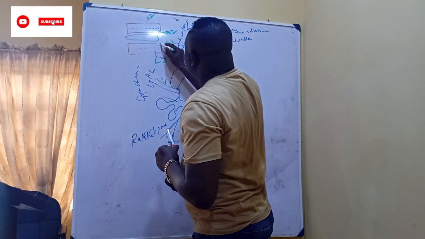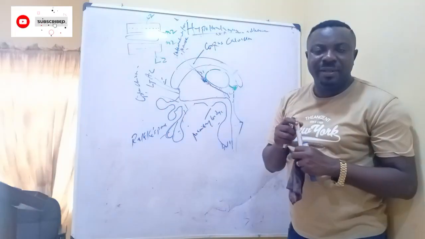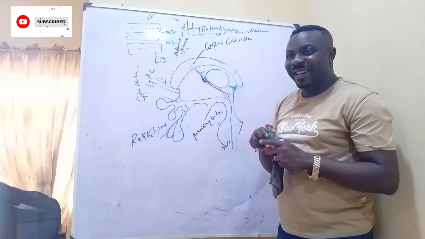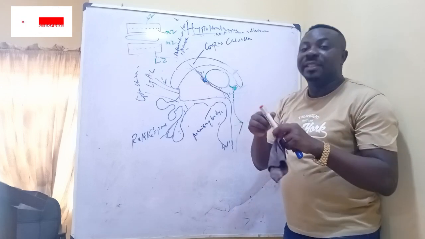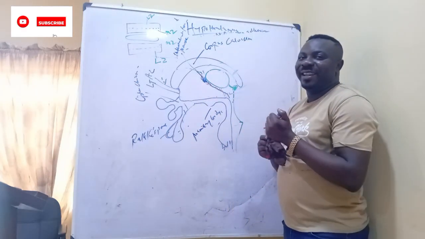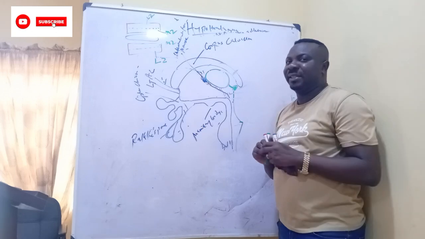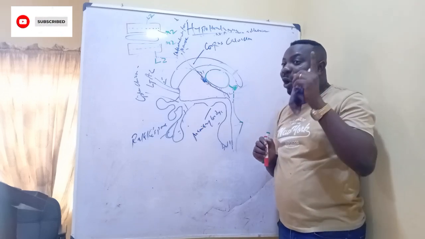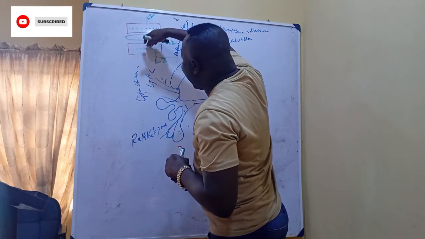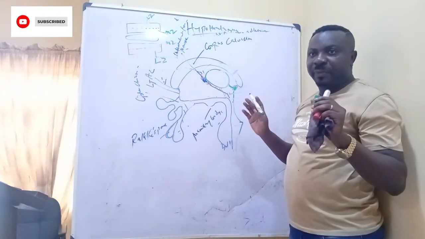What actually divides the hypothalamus into the medial and lateral zone? Is it the medial forebrain bundle? It is the fornix. The fornix divides the hypothalamus into the medial and the lateral zone. Right? Yes, sir.